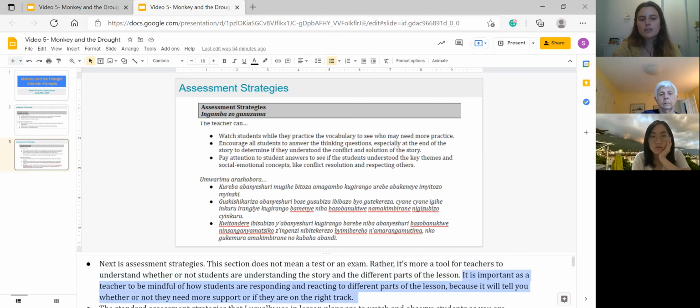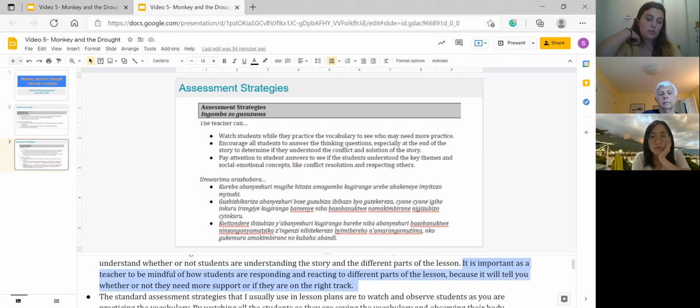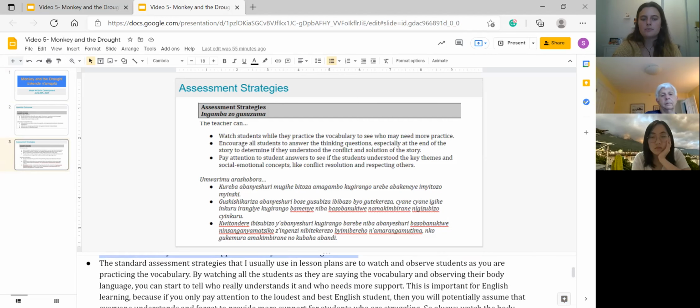And it's important as a teacher to be mindful of how students are responding and reacting to different parts of the lesson, because it will tell you whether or not they need more support or if they were on the right track. So for example, if the students don't remember the characters or don't remember the setting, then perhaps you should read the story again, read it slower, read it in a different language. It will help you to determine if you need to do more practice or if students are ready to move on.